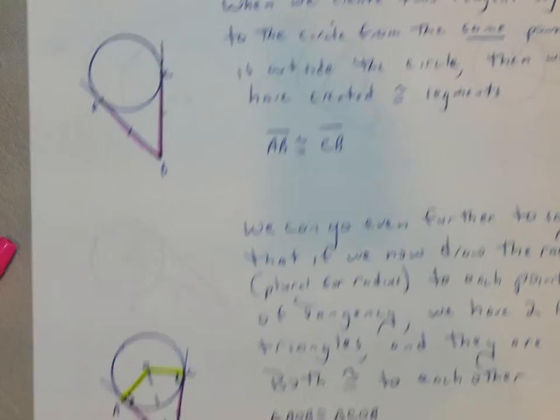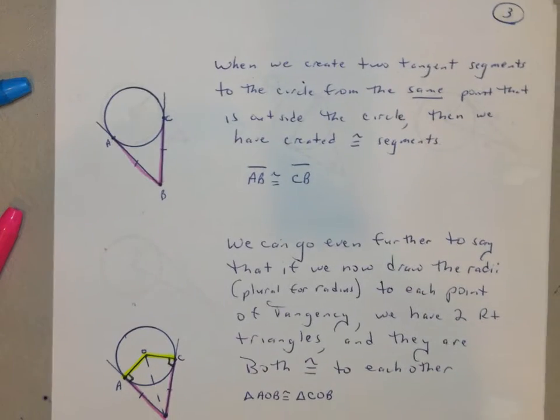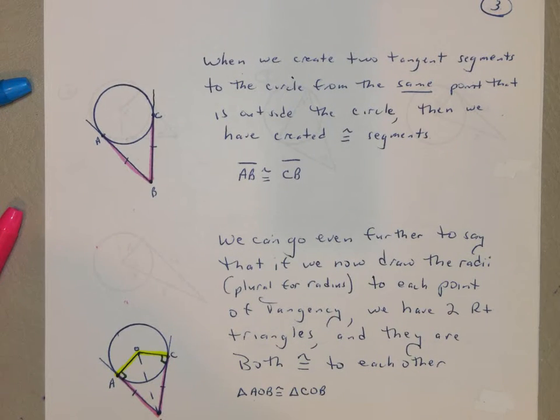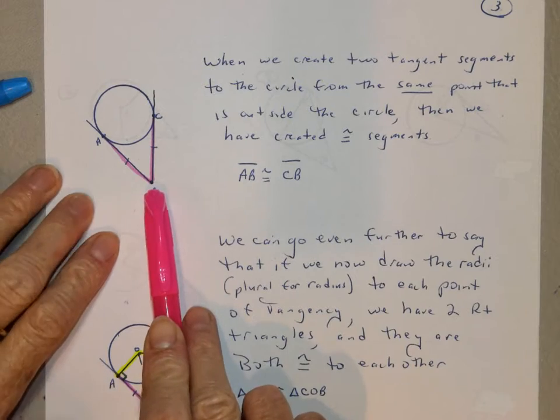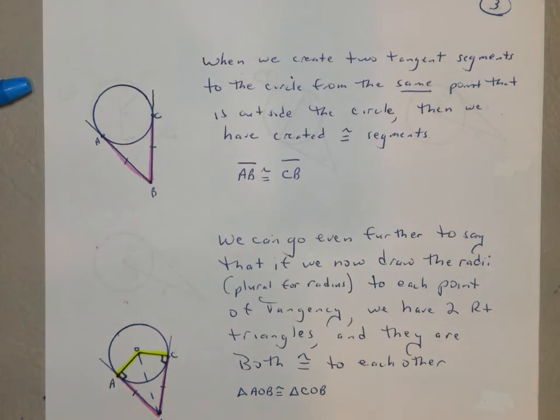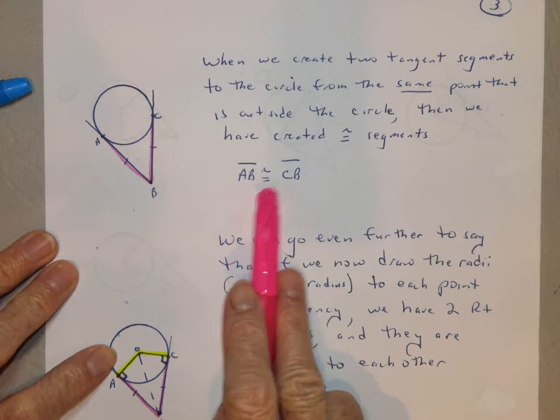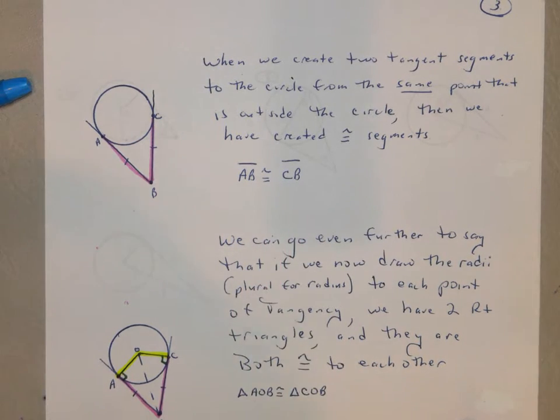So in this picture, we're talking about when we create two tangent segments to the circle from the same point that is outside of the circle. We are now creating an exterior angle, okay? So we have created also congruent segments. When we have a point outside the circle and we create two tangent lines to the circle from that one point, the two segments will be congruent. So segment AB is congruent to segment CB. Now you're going to see that wonderful things happen because of this.